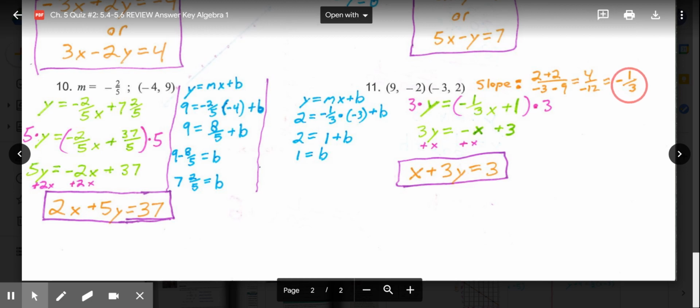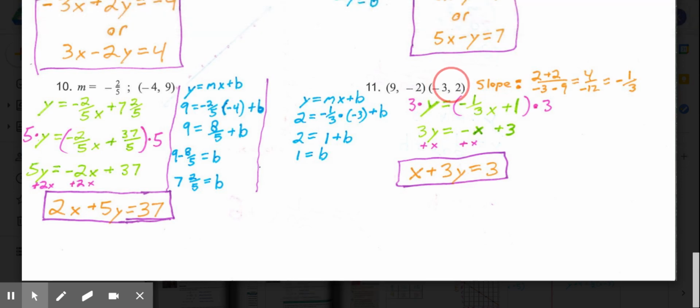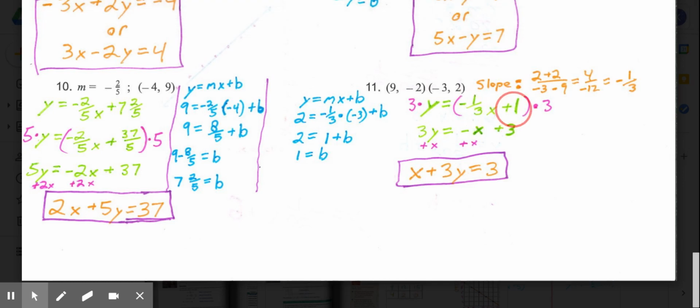So now I take my slope, and one of my points, so I'm going to use the negative 3, 2, and write it in y equals mx plus b to find b. So 2 equals negative 1/3 times negative 3 plus b. Negative 3 times a negative 1/3 is a positive 1. So 2 equals 1 plus b. Subtract 1 from each side, and b equals 1. So now I have my b and my m, so I can write in slope-intercept form. Y equals negative 1/3 x plus 1.